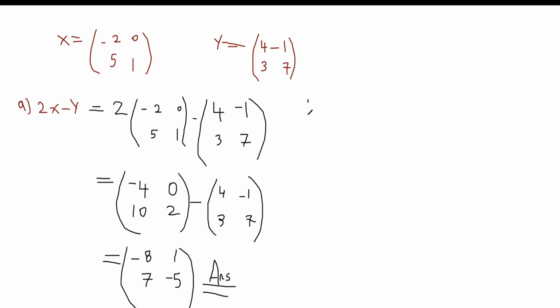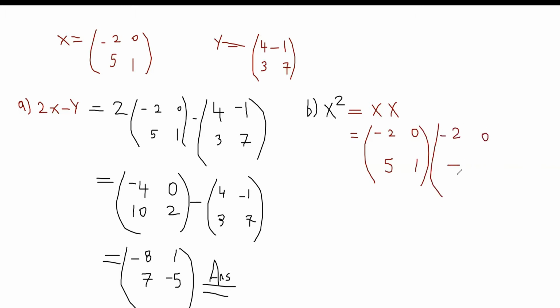The next thing it wanted, part B, was it asked us to find the matrix X squared. To find the matrix X squared is equal to X times X. That's how you find the square. You multiply something by itself. So don't go and square all the numbers in here. So X squared is the matrix X times X. So you have minus 2, 0, 5, and 1. And then what you do is you multiply it by minus 2, 0, 5, and 1.